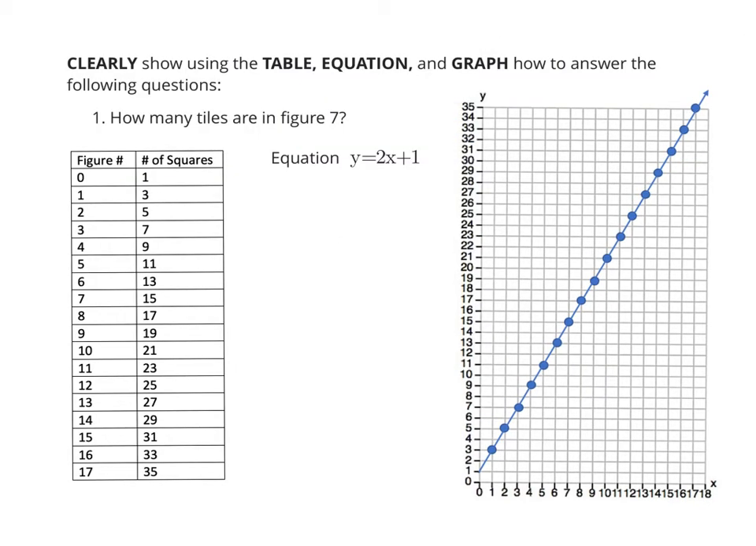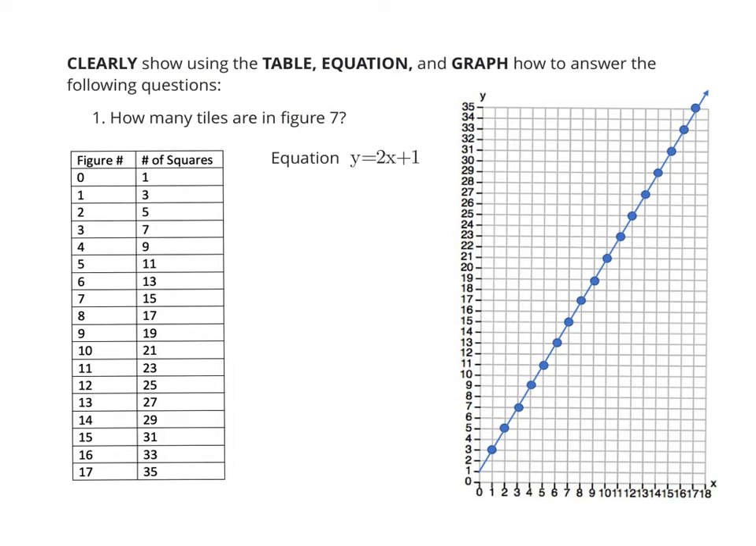Okay, here we go. The directions state to clearly show, using the table, the equation, and the graph, how to answer the following questions. So the first question we're going to look at is, how many tiles are in figure 7? I want to show you how we can use each of these 3 representations to answer this one question. That way, if you're taking a standardized test of some sort, and all they give you is a table of values, where can we find the answer to the question? If all I have is an equation, where can I find the answer? If all I have is a graph, where can I find the answer?